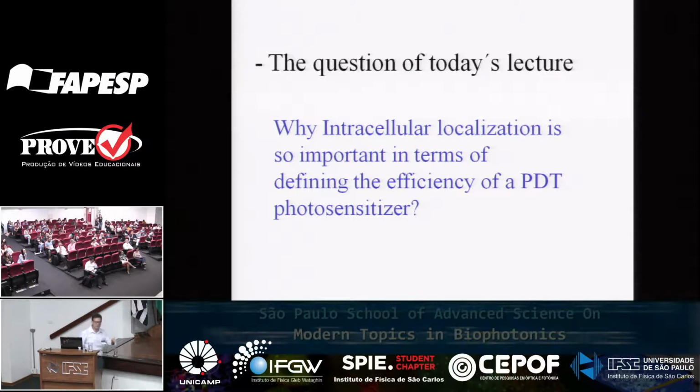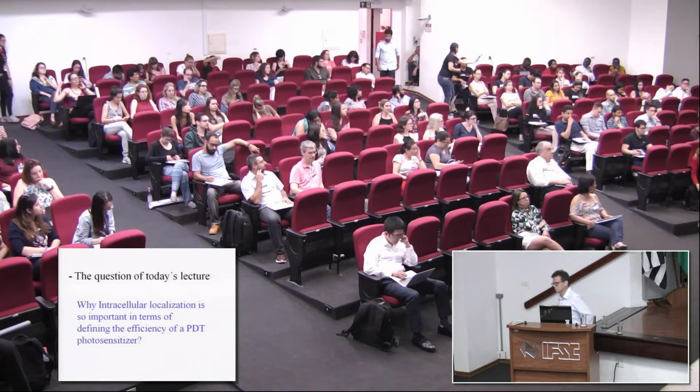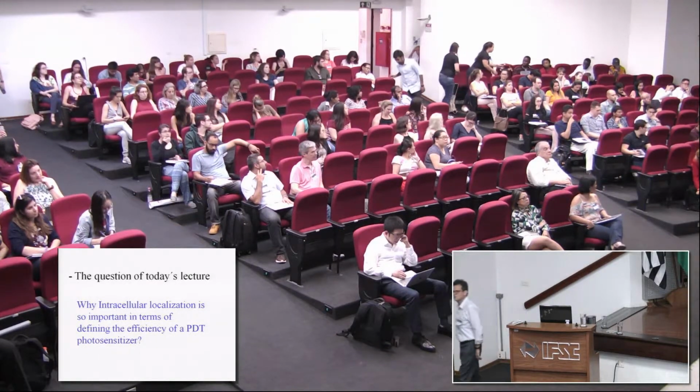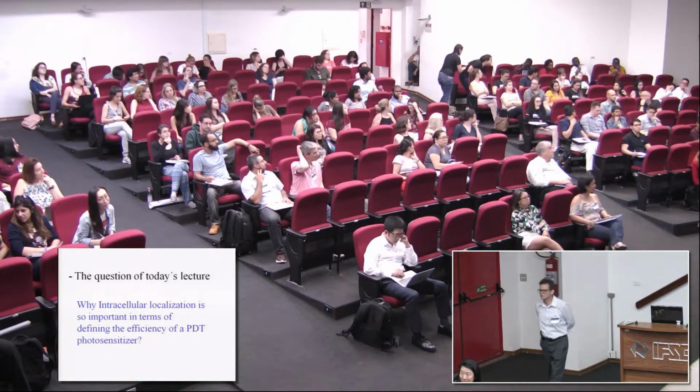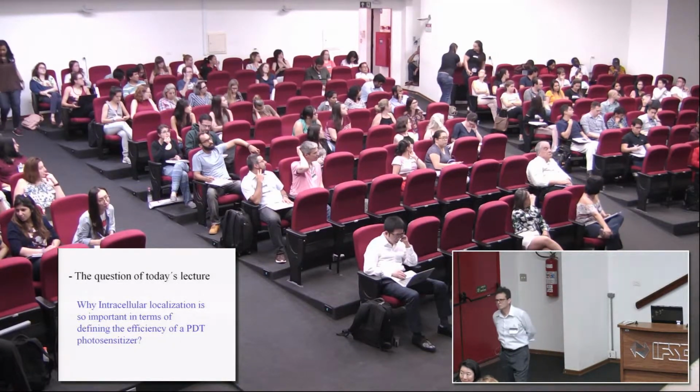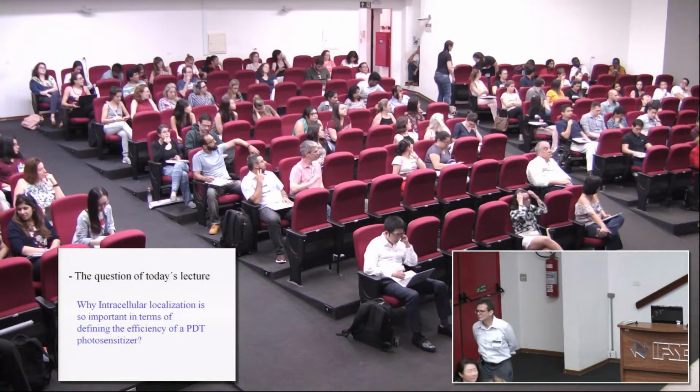So now comes the question. The question today is why intracellular localization is so important in terms of defining the efficiency of a PDT photosensitizer. Yes? It's important because it determines the type of cell death mechanisms that will be activated.